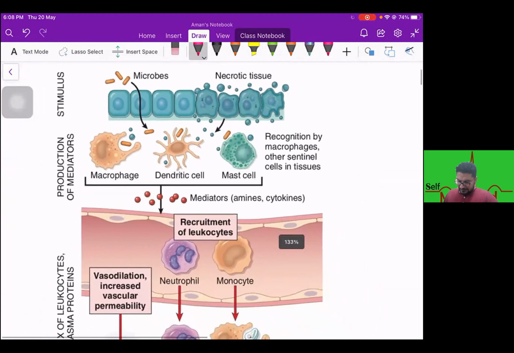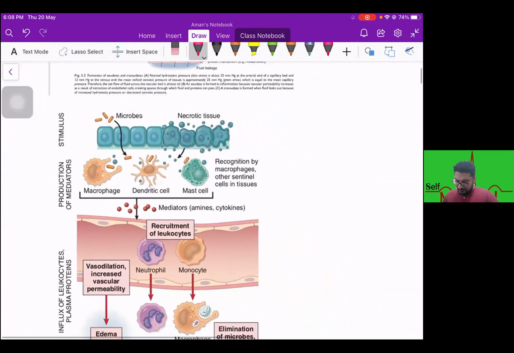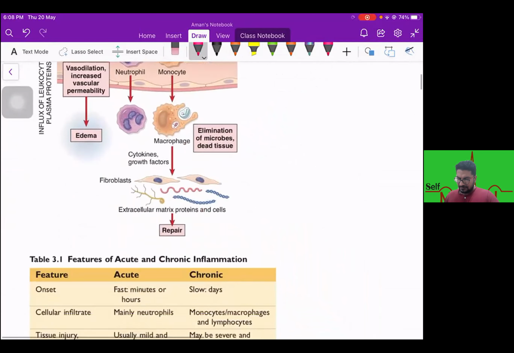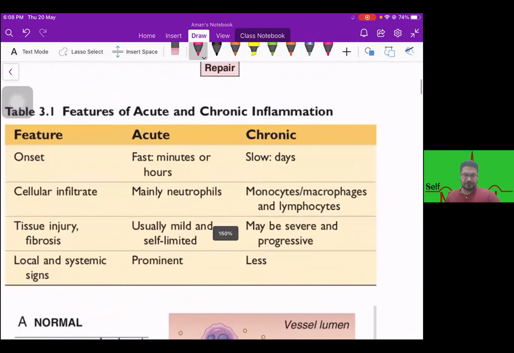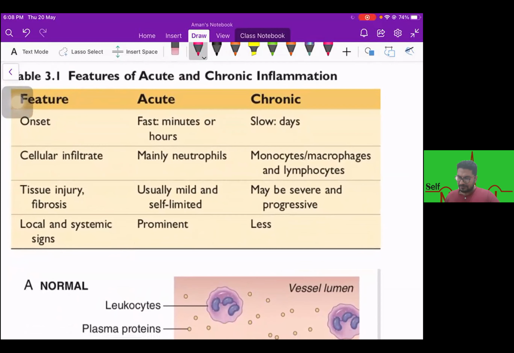Okay, with this slide, I just want to tell you the difference between the different types of inflammation. I told you we have two types of inflammation, acute and chronic. In acute inflammation, the onset will be fast. Mainly the cells you will find are neutrophils. You will see a mild and self-limited condition, but the local signs are prominent. Local signs of inflammation mean there will be redness, there will be pain. These are the 5 cardinal signs which I told you: pain, redness, swelling, and loss of function.